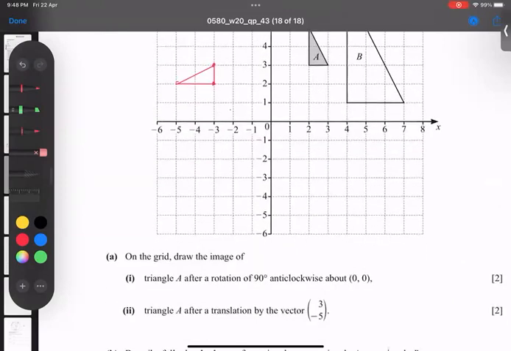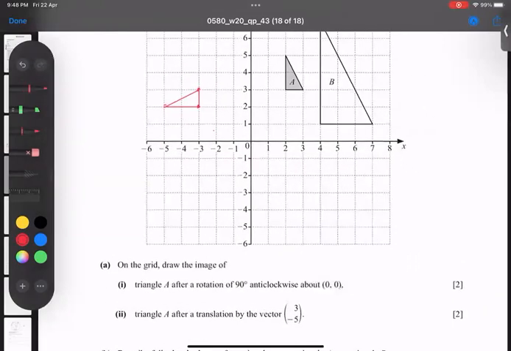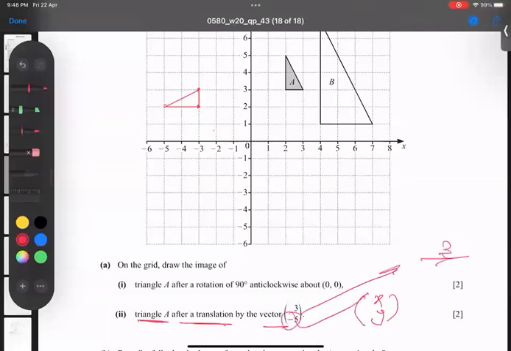The next part is asking to draw triangle A after translation. So you know it very well. Upper is x, down is y. So 3, minus 5 means 3 on the right side, and 5 is negative, so it will not go upward, it will go downwards. So again, we apply it on triangle diagram A. So 3 and 5: 1, 2, 3, then 1, 2, 3, 4, 5. So this point is the final point.